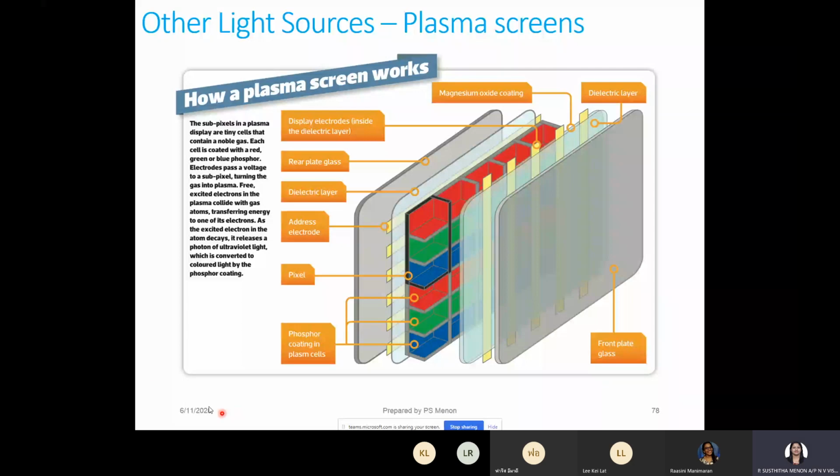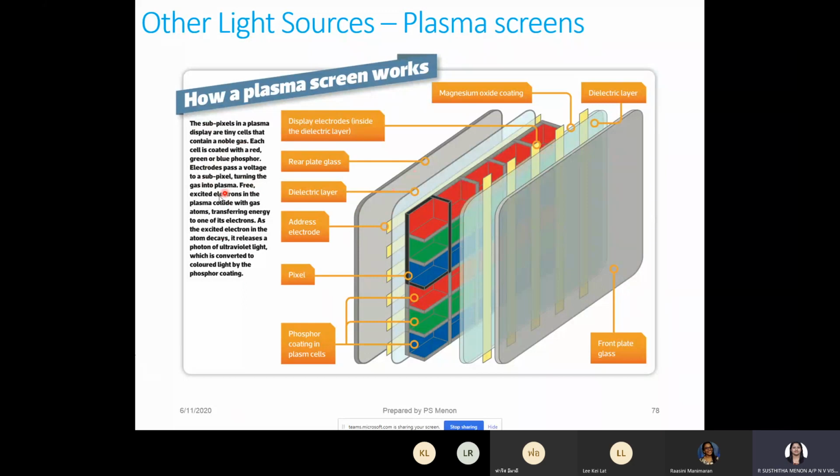Okay, the plasma screen, this is the latest TV, plasma TV. What you have here are small compartments of plasma, right? In a plasma display, there are tiny cells and they contain noble gases. Each cell is coated with a red, green or blue phosphor to get the color. A voltage is passed to a subpixel. You can see that it's connected to electrodes. You have address electrodes at the back here, connected to these individual pixels.